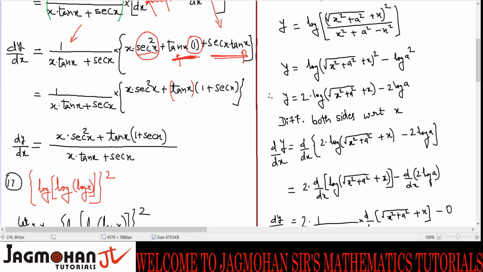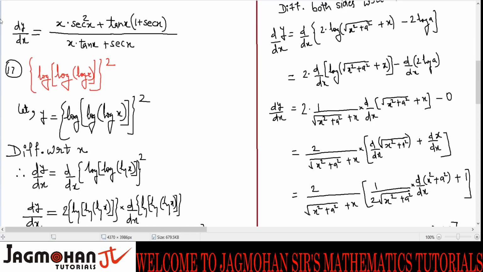Now this whole thing multiplied by 1 gives you this thing only in the numerator, and that is your final answer. So you got the final answer here. This is your final answer for question number 16. Now question number 17. 17 is: differentiate log of log x the whole square.